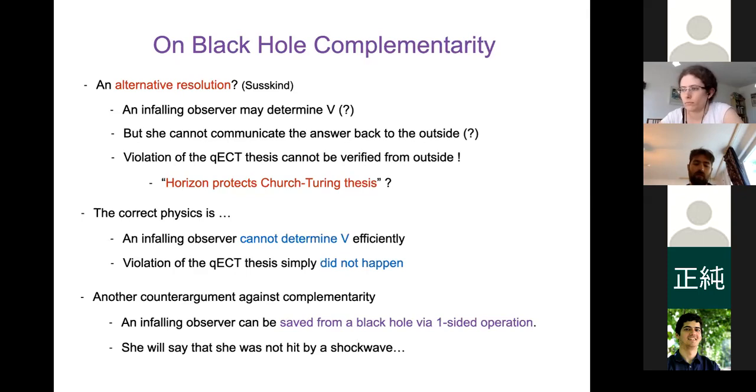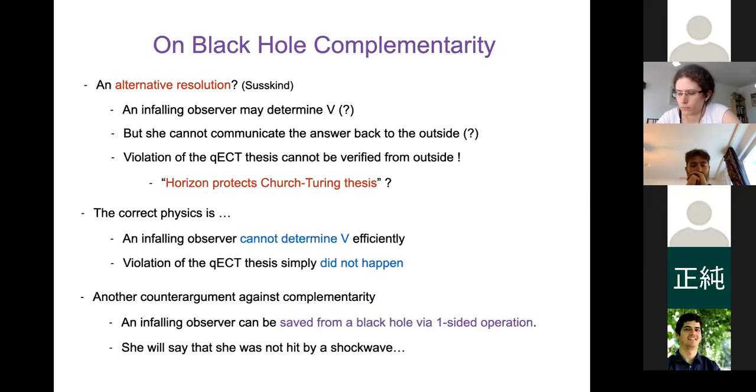For the infalling observer Alice, we can ask whether she was hit by a shockwave or not by saving her from the black hole. It turns out there is a way to save Alice from a black hole by some quantum operation that is strictly localized on one side of the black hole. And this is exactly how we can reconstruct interior operators in the backward Hayden-Preskill protocols. Anyhow, the point is that this whole procedure of saving Alice does not really depend on the other side of the black hole. So my guess is that most likely she will say that she was not hit by a shockwave. Anyway.